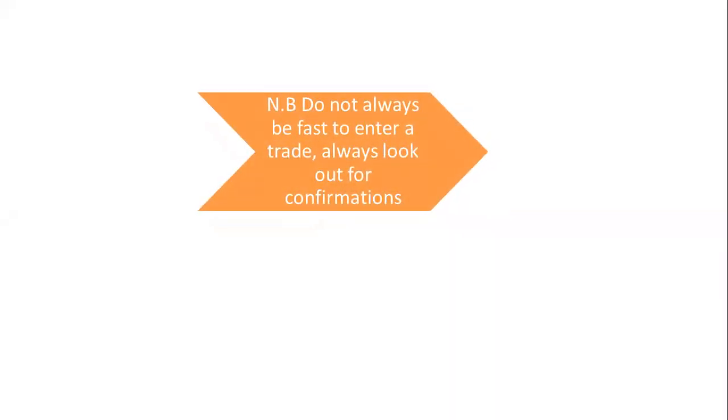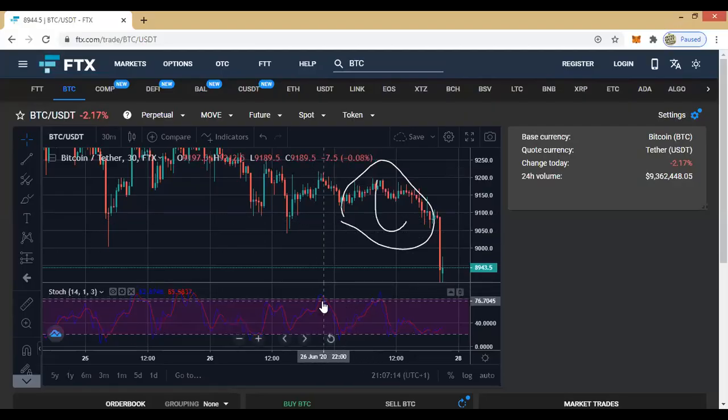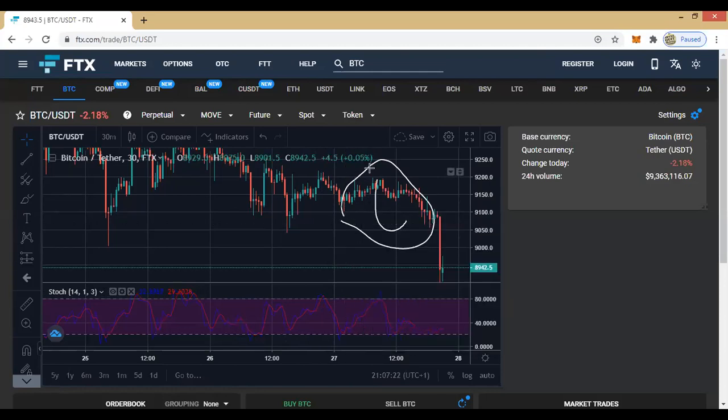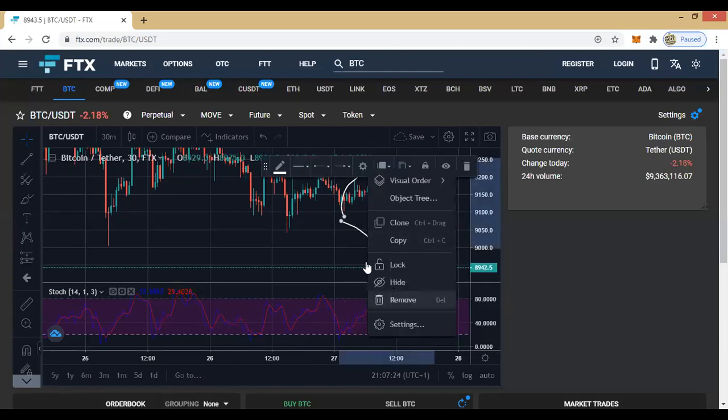And then the next thing the stochastic helps us do is, here I said, do not always be fast to enter a trade. Always look out for confirmations. That is for those who just want to trade off one indicator. Like I said, don't just use one indicator to conclude. Let me remove this.